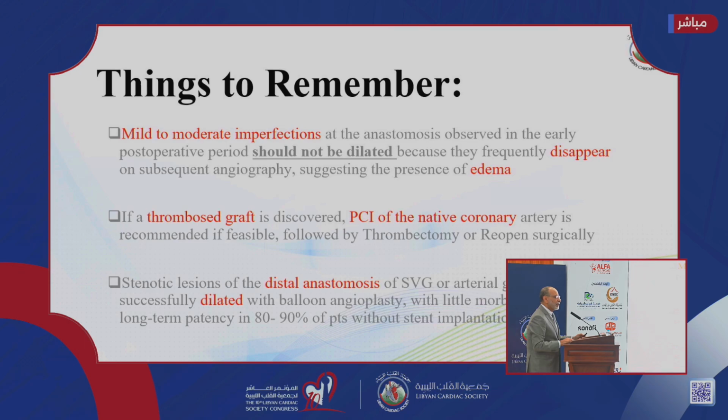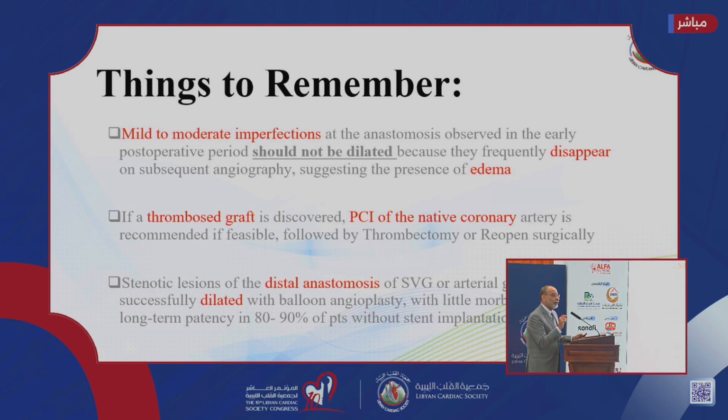And sometimes, within the first 24 to 48 hours, thrombosis can happen. If thrombosis happens, go to the native artery as much as you can, if possible. If not, you can do thrombectomy. If not, you can call the surgeon back to do a revision, which he will also hate you for.